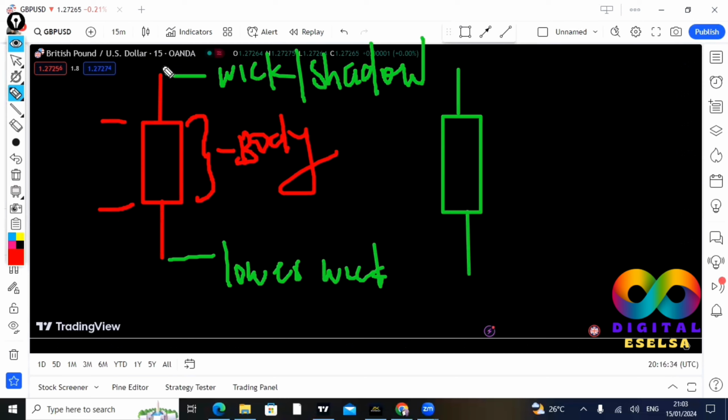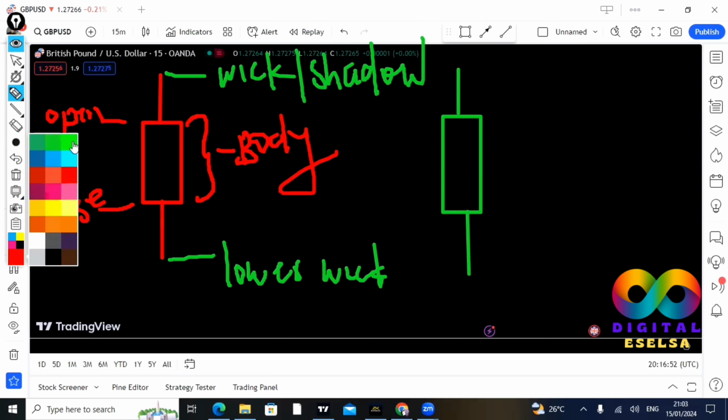For a bearish candle, remember that this red candle is a bearish candle. I hope you are with me. The open price is above, while the close price is below. I'm still going to explain the significance of this open price and the close price.